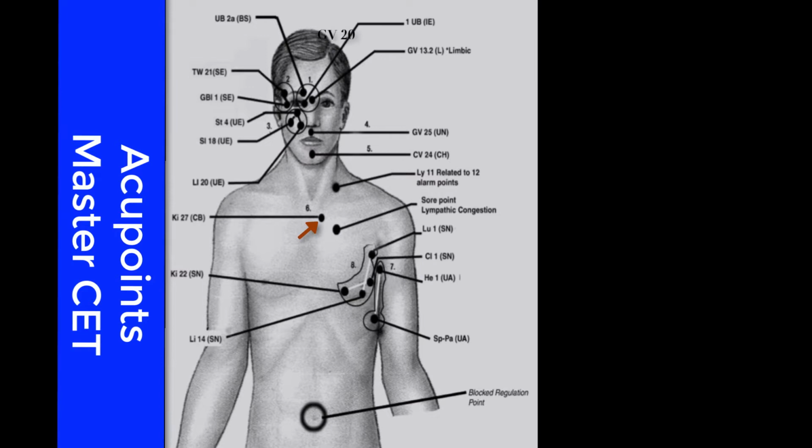Point 6 is kidney 27, which is the fear point. And that is the nucleus of all emotional strife, fear. It's on the left side underneath the collarbone. Point 7 is under the armpit, and it's the spleen pancreas point and the heart point.